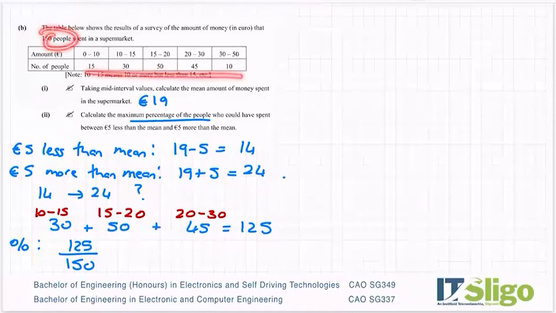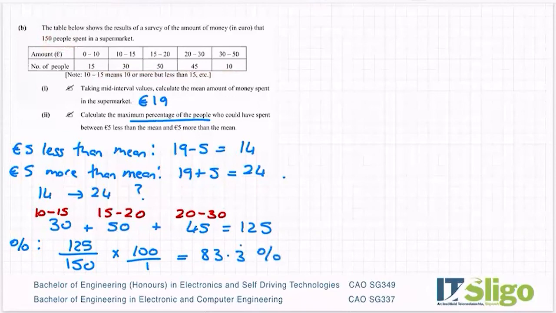And then as a percentage, it's 125 people out of the total 150 people, which is all of these numbers added up, multiplied by 100 over 1 to change it to a percentage. So 125 over 150 multiplied by 100 over 1. So I'm getting 83.3% for that one, or 83.3333 if you hit S to D again. So that's the maximum percentage of people who could have spent 5 euros less or more than the mean. That was that question.